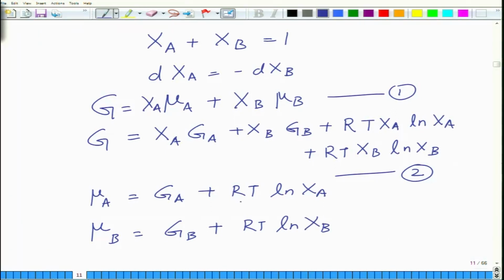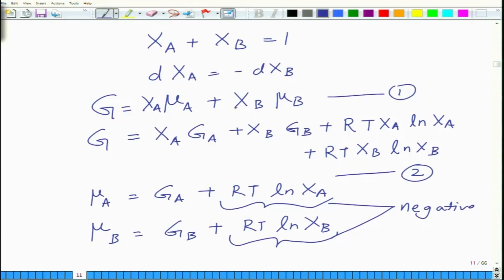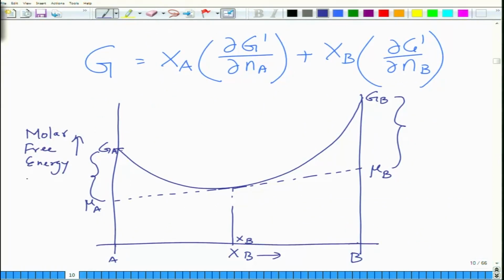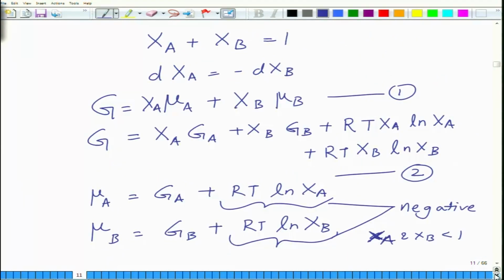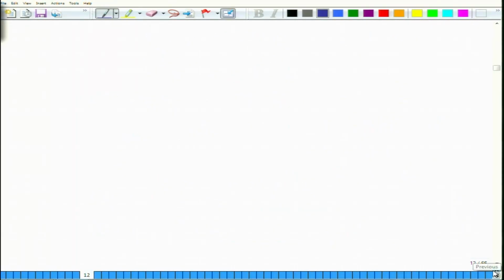And you can see that both of these terms will be negative, because XA and XB are less than 1. So if you go to the previous plot, what is this difference going to be? This is going to be minus RT ln XA, and this is going to be minus RT ln XB. So basically these are two expressions you can represent.